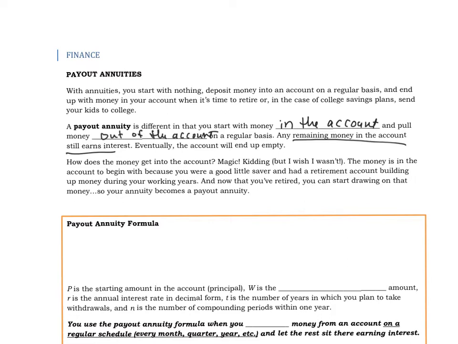So the money is in the account to begin with, and you've put that there. And now that you've retired, you can start drawing on that money. So your annuity becomes a payout annuity, right? So here's a formula for our payout annuity.